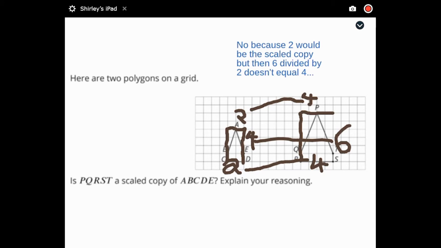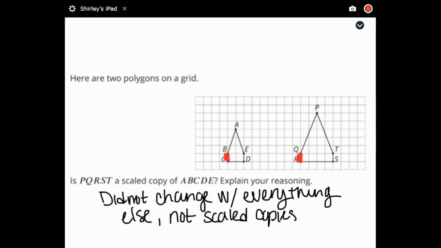Again, the same thing we talked about on that other page: 2 times 2 gives me 4, but if I count the height, 4 times 2 doesn't give me 6. So it's not a scaled copy because you can't find that scale factor. And again, if you look, the segment that is highlighted in this student's work did not change. It's a length of 1 and a length of 1. So even though everything else might have been scaled up, the rest of it was not. It didn't change with everything, so you cannot find a scaled copy.